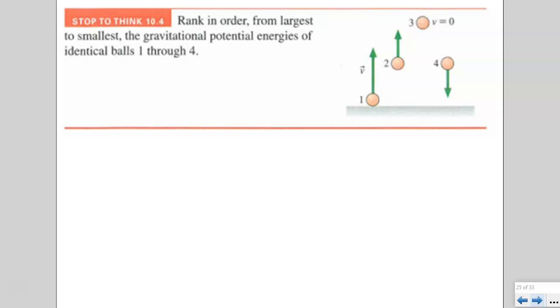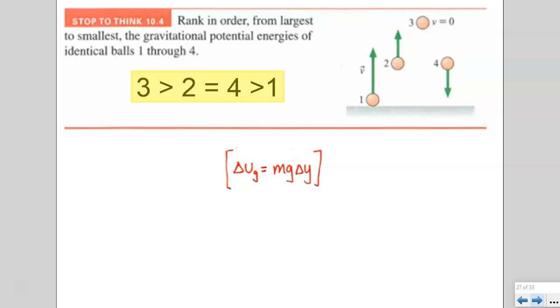So the balls are the same, the only difference is going to be their heights. So the gravitational potential energy would equal the weight of each ball times its height. And since the balls are identical, they all have the same weight. So the only thing that's going to matter is their height. And we can see that 3 is the highest, 2 and 4 have the same height, so they're going to equal each other, and then all three of them are greater than 1. Their speeds there don't matter, only how high they are above the ground.